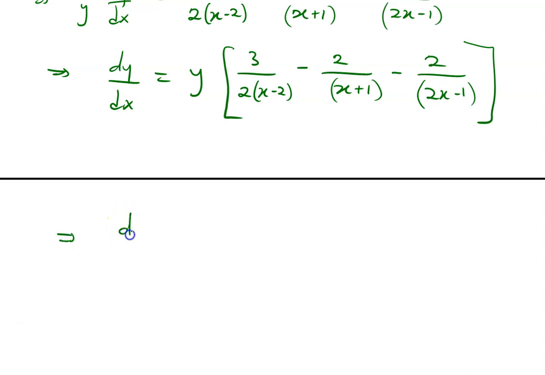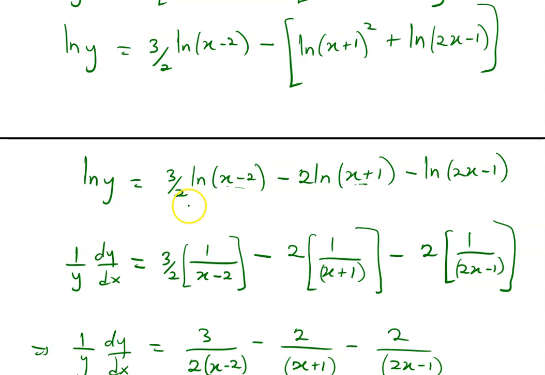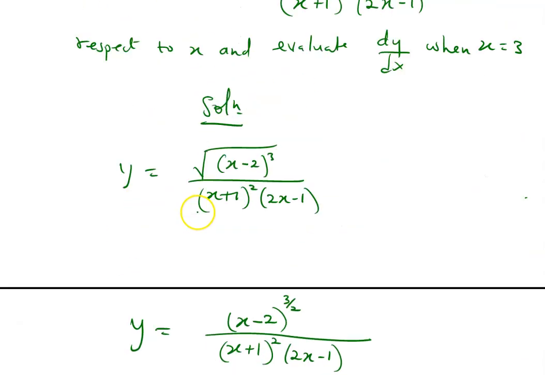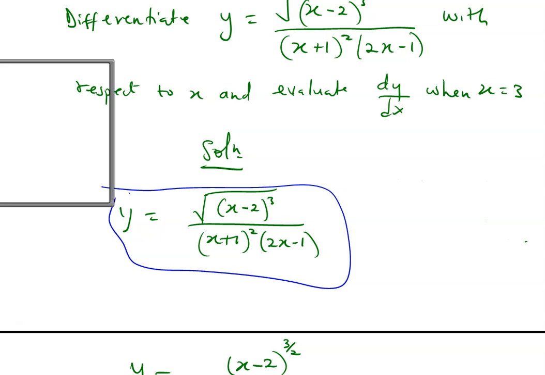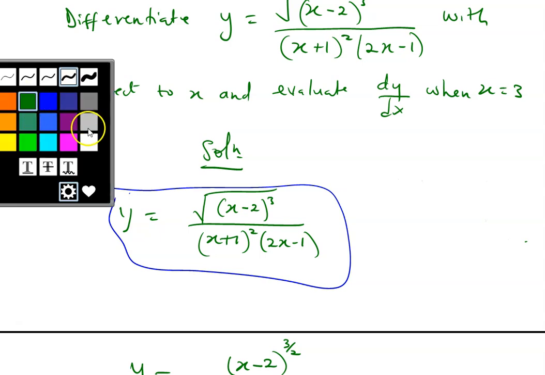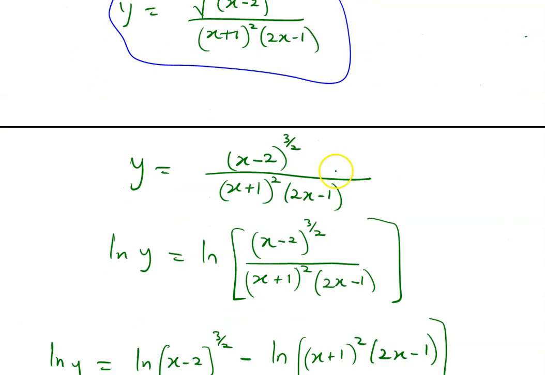So I have dy/dx equals, what was the value for y? We know that in the question, y was given as this. So this was y in the question. We just substitute that into the expression to get our final answer.